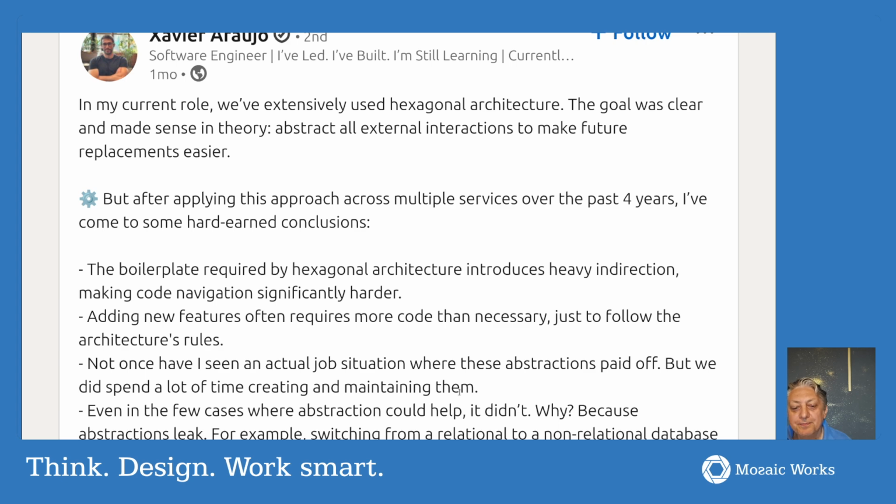By the way, if you need an introduction into hexagonal architecture, we had a whole video about this. So feel free to pause here, watch that video, and then come back.